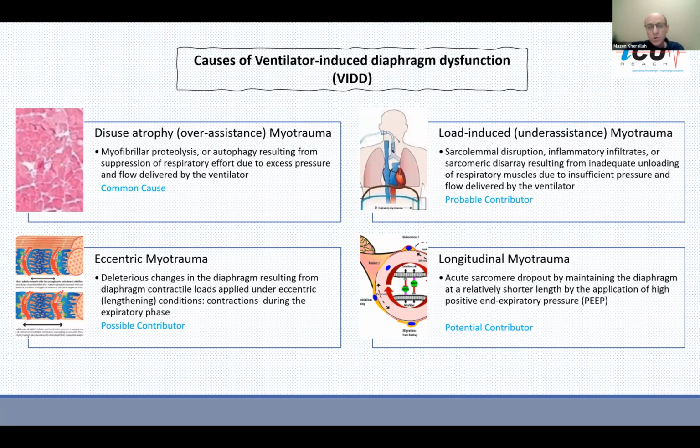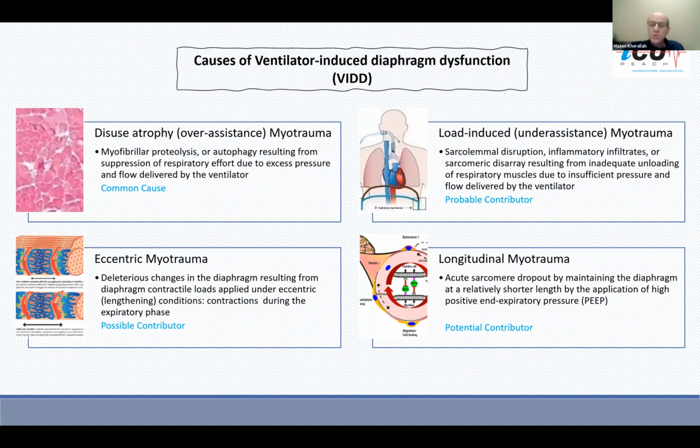The fibers should be elongated. What happens here is you put contractions on it, and this is actually coming from the asynchrony with the ventilator. Okay? This type of myotrauma is eccentric myotrauma.